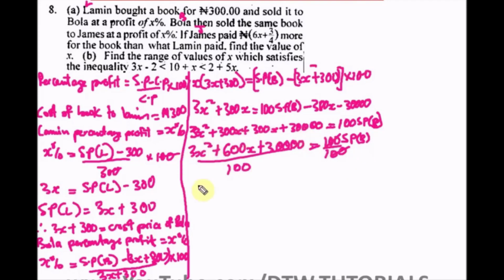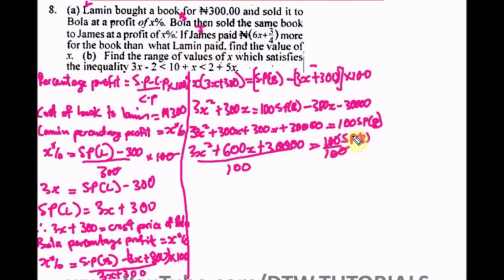So definitely, as this is the selling price of Bola, the next person: Bola then sold the same book to James at a profit of x%. Since we've gotten the selling price of Bola as this equation here, this is the cost price of James. This is how much James bought the book. And the question now says, if James paid this more for the book than what Lamin paid.